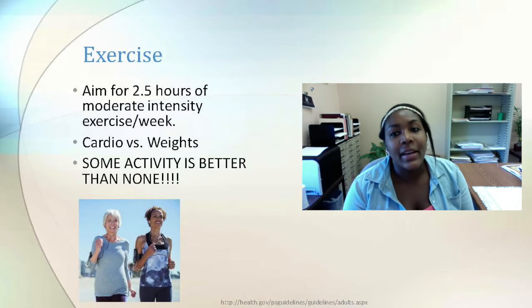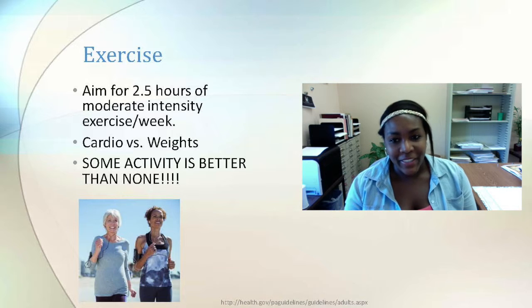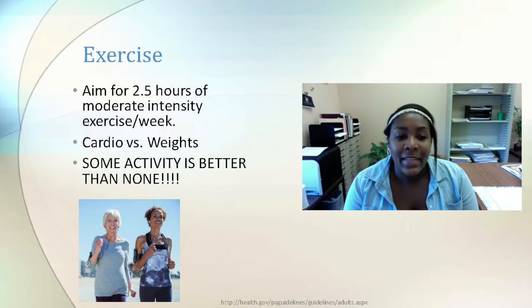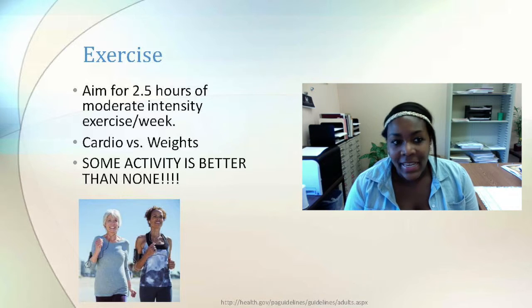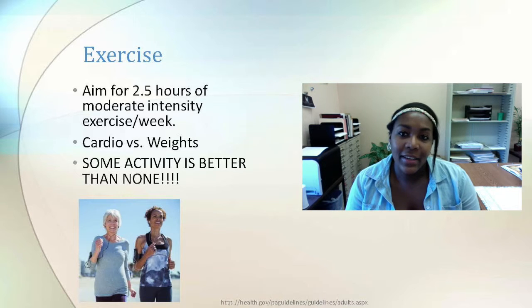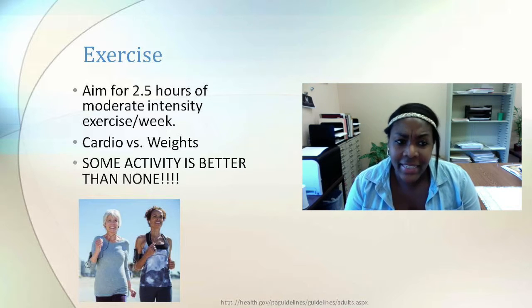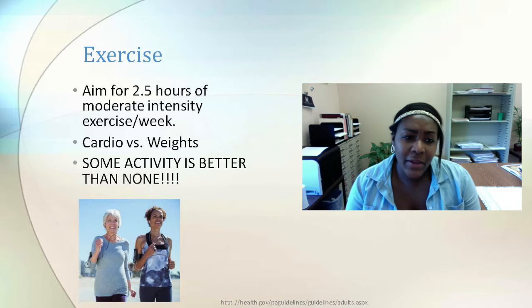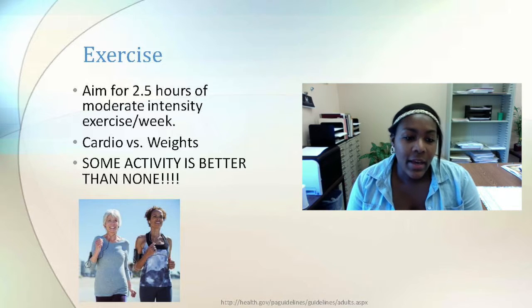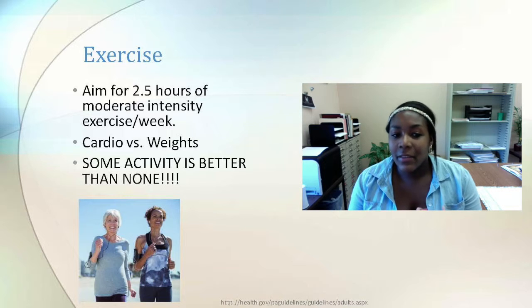Another key component of the nutrition and exercise plan is, of course, exercise. This is widely debated, and a common saying is that you can't out-exercise a bad diet, which is very true. But exercise does play a large role in staying healthy. And the government recommends we aim for 2.5 hours of moderate intensity exercise a week, which means you're breaking a sweat, but you can still hold a conversation. And they recommend that in the form of cardio.